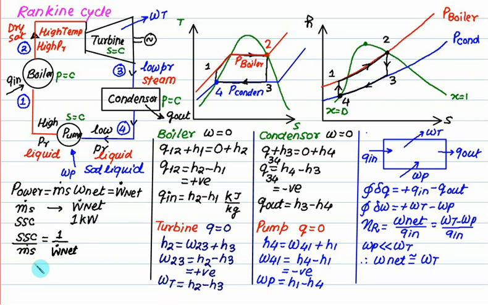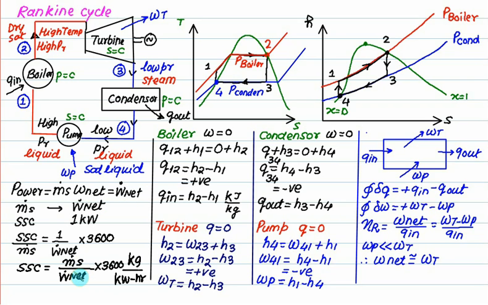Per hour. So you have to multiply this quantity by 3600. 3600 is a conversion factor from per second to per hour. So SSC, specific steam consumption, is simply m dot s divided by W dot net. The standard value for this one is around 2.5 in case of steam power plant, where this W dot net is the same as m dot W net, and this is m dot s.